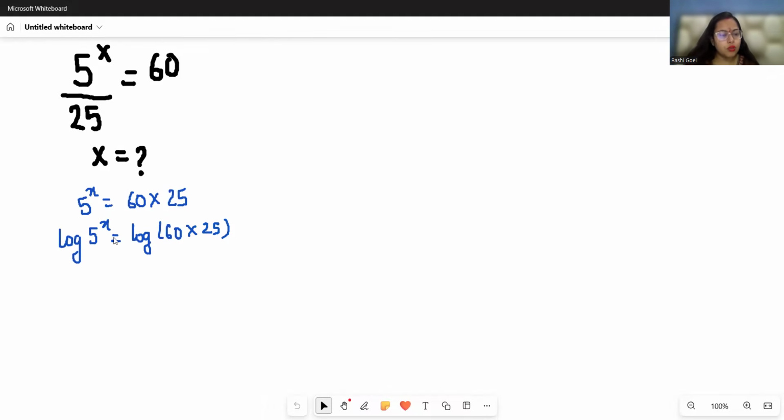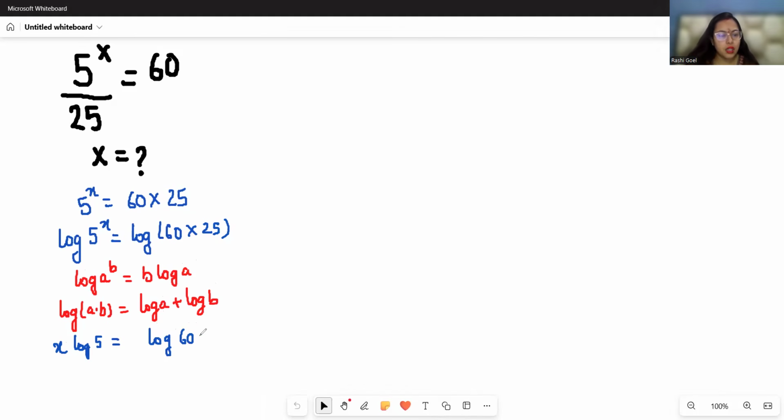Now I'm going to use the log rules: log a^b is equal to b log a, and log(a × b) is log a + log b. So let's apply both the rules. So this becomes x log 5 = log 60 + log 25.